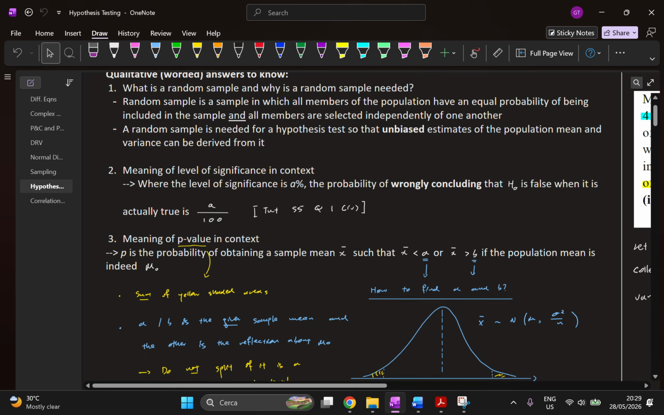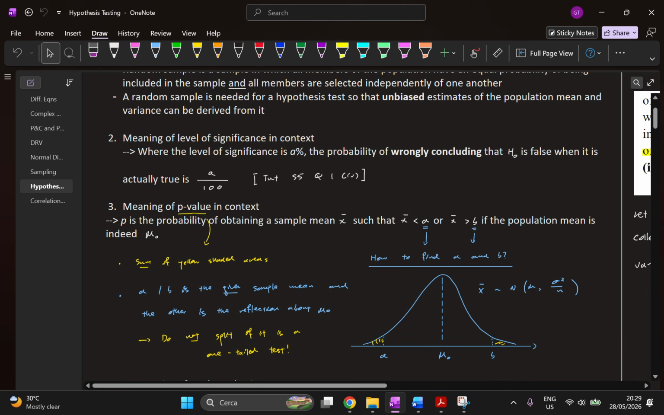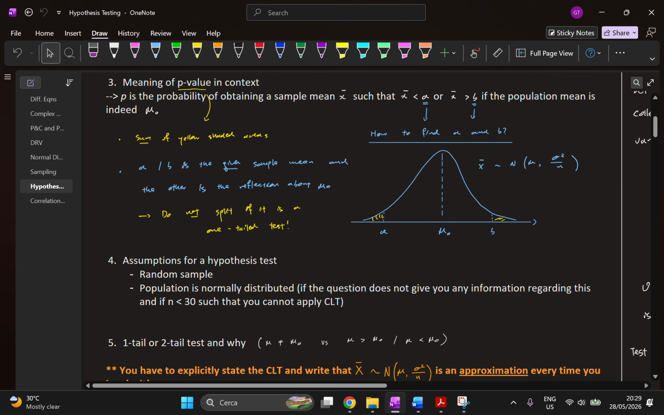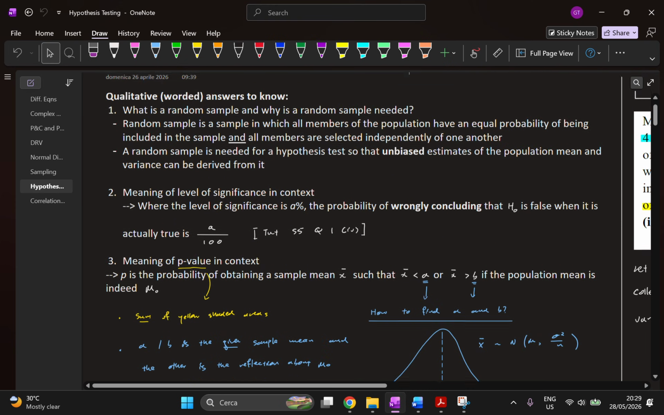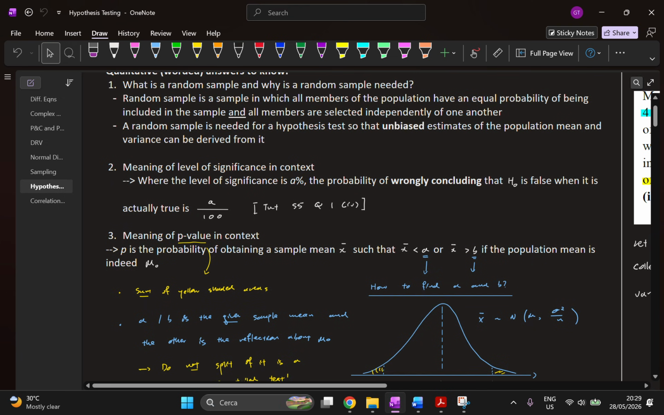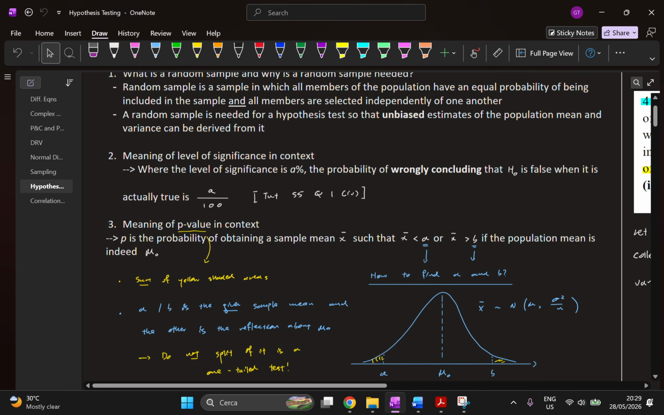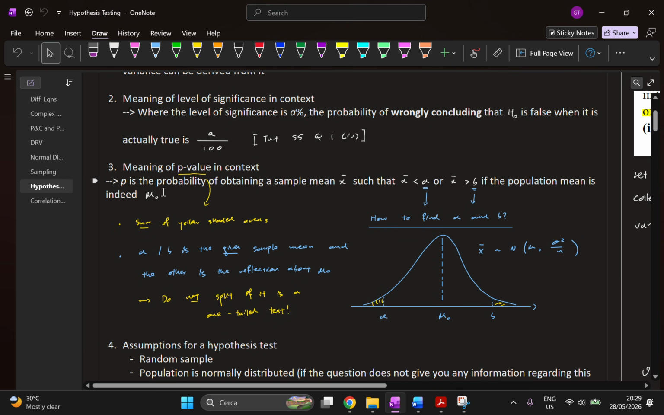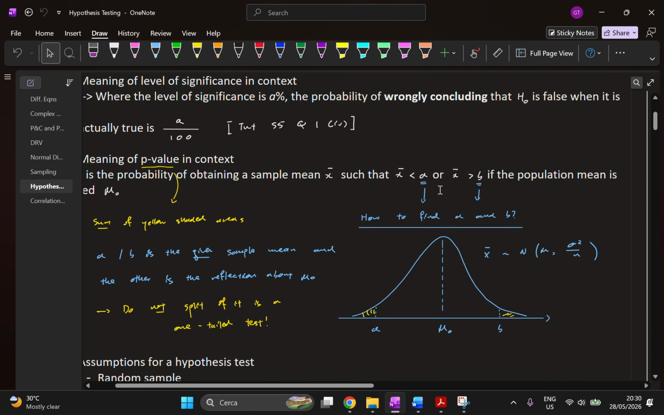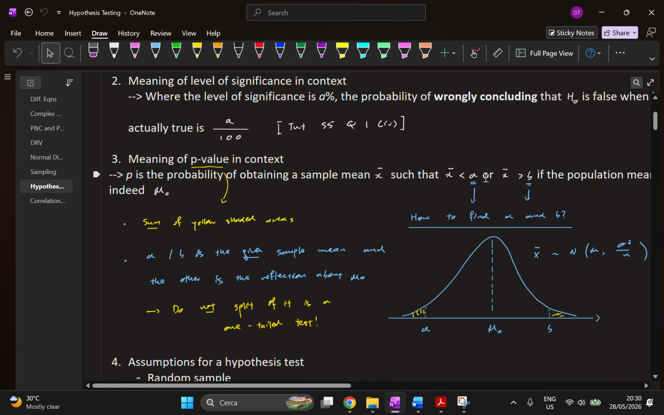So once again, if you have done science research before, these terms, level of significance, p-value, all that will not be that foreign to you. But if you haven't, p-value is basically just the probability of attaining a sample mean x bar such that, and these two values will be unique to the question. So in example 5 of your chapter S5, there is actually an erratum.